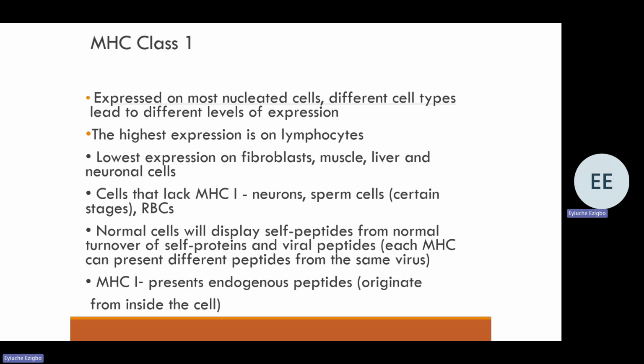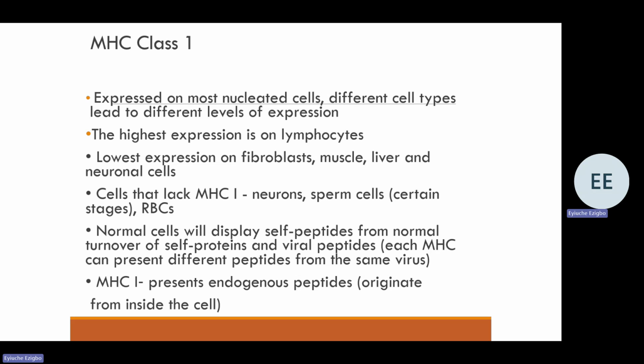Then normal cells will display self-peptides from normal turnover of self-proteins, and viral peptides. Each MHC can present different peptides from the same virus. MHC1 presents endogenous peptides that originate from inside the cells. So MHC class 1 molecules tend to identify cells in our body that have been infected by viruses. That is, the virus has invaded inside of the cell.